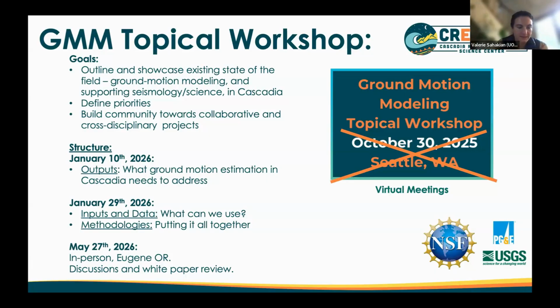So on the 10th of January, we had a number of presentations and breakouts that were focused on outputs. So effectively, what do we need ground motion estimation to address in Cascadia? And then today we're going to be talking about inputs and data. So what exists that we can use, and then methodologies and putting it all together. And then in May, we'll have the in-person workshop. So I think stay tuned, and there will be some more emails coming out about that soon.